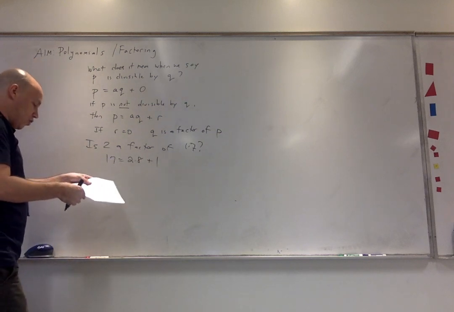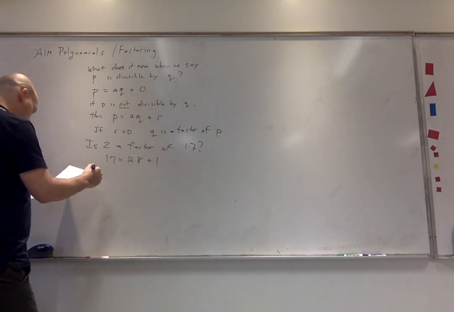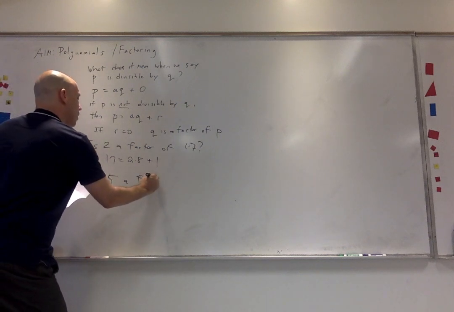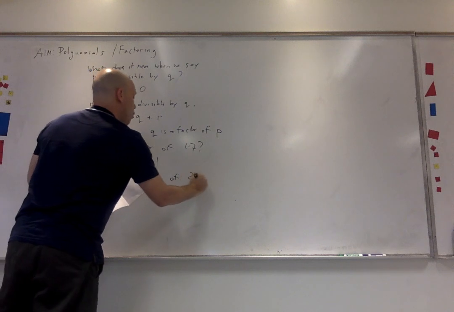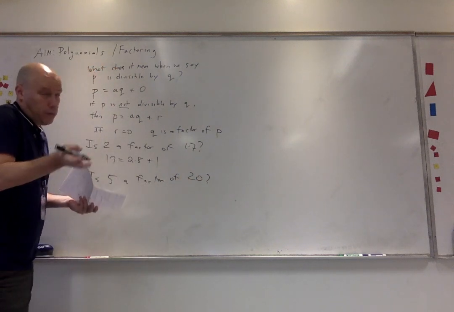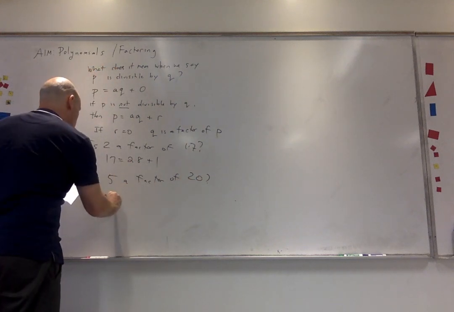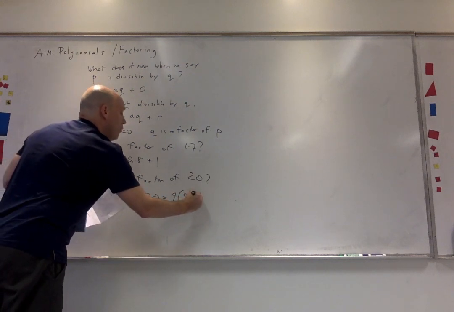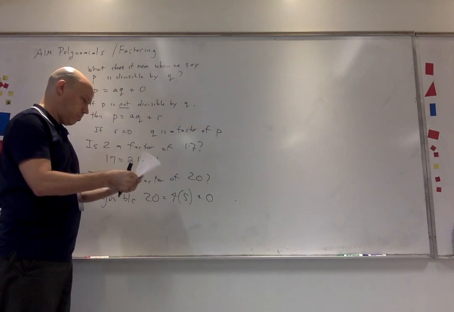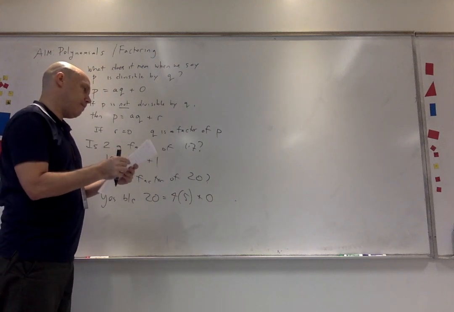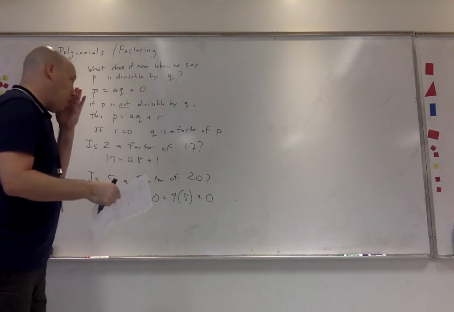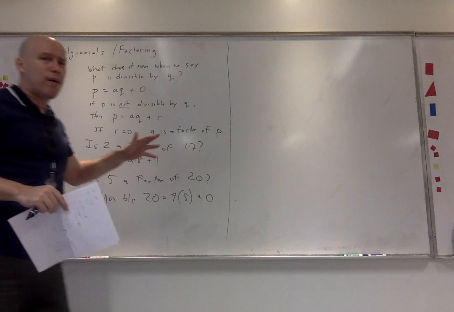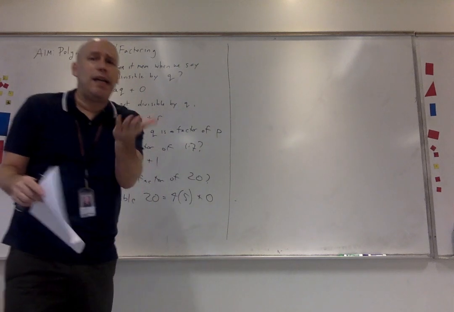Is 5 a factor of 20? And what do you think? Yes, because 20 equals 4 times 5 plus 0. We're not going to need this for anything on the math HL, but you're going to need it for advanced math.